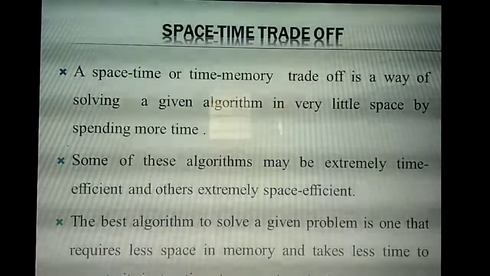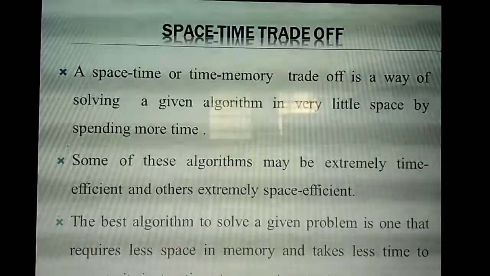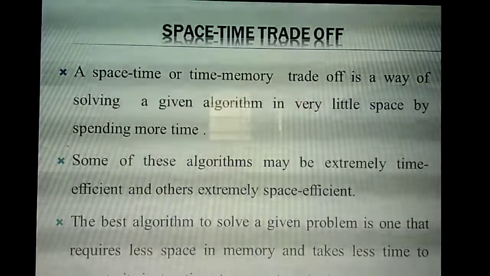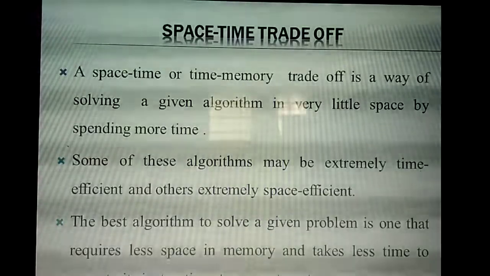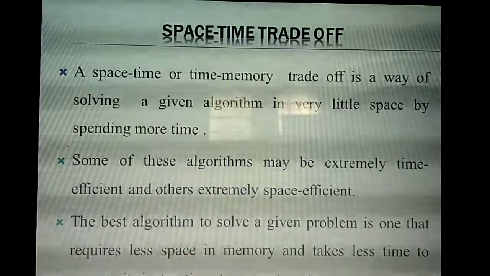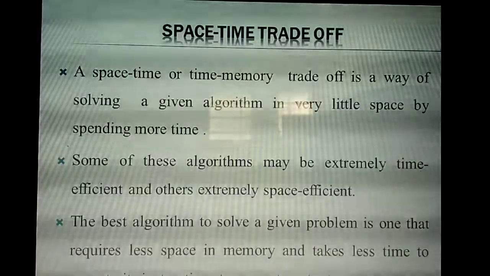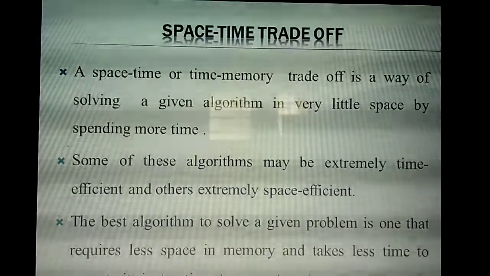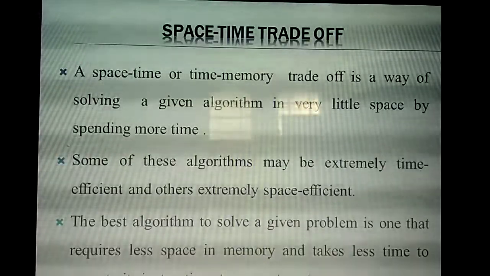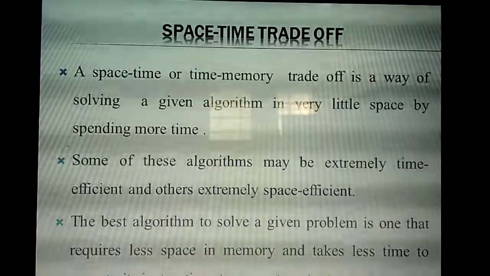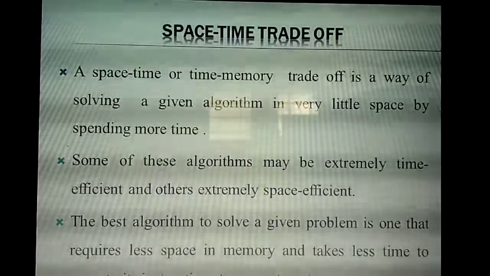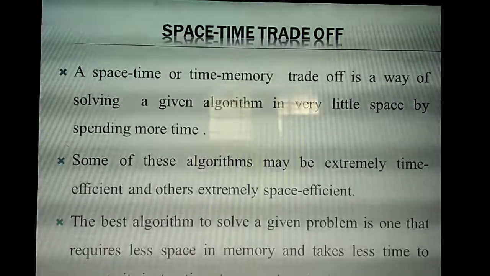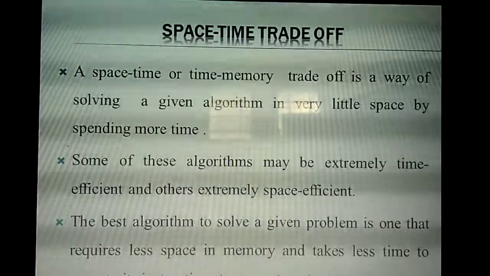So the name itself has space-time trade-off. Here, what you are going to calculate is how much space you are occupying for a particular thing, and how much time, that means execution time. How much time you are taking to execute a particular program, and how much space is required for that program. A lot of algorithms are designed around this space and time. Maybe some algorithms are time efficient, some algorithms are not time efficient.